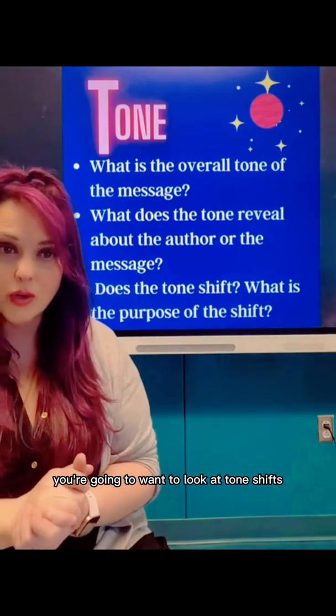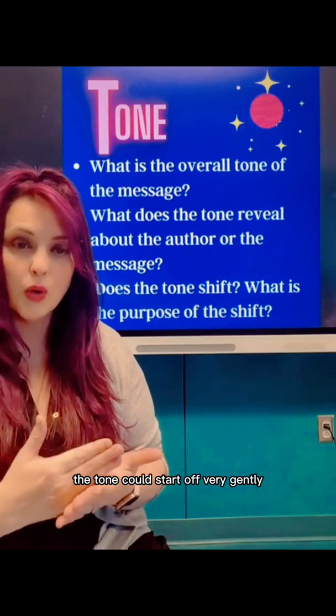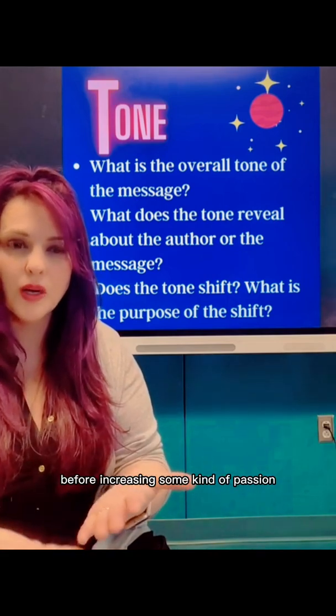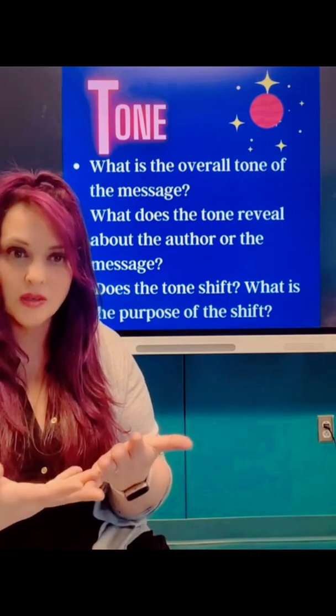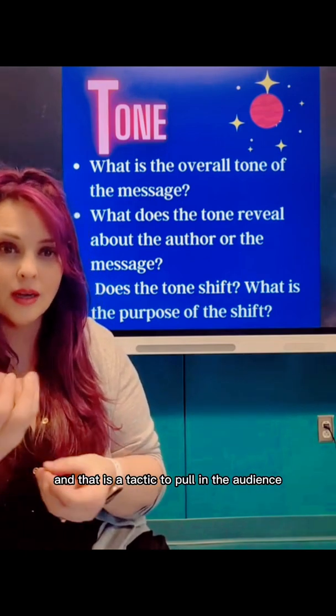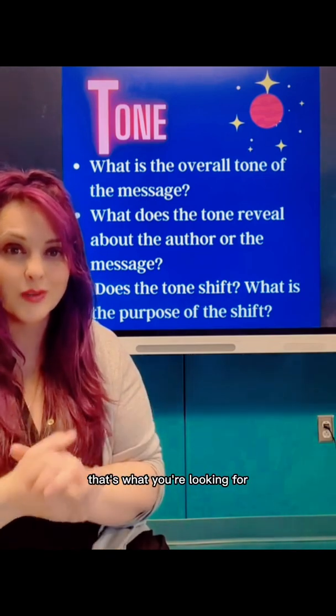Additionally, you're going to want to look at tone shifts. If it's a very long piece, the tone could start off very gently, very slowly, easing people into it before increasing some kind of passion, be it anger or desperation. And that is a tactic to pull in the audience, keep them engaged, and persuade them. That's what you're looking for.